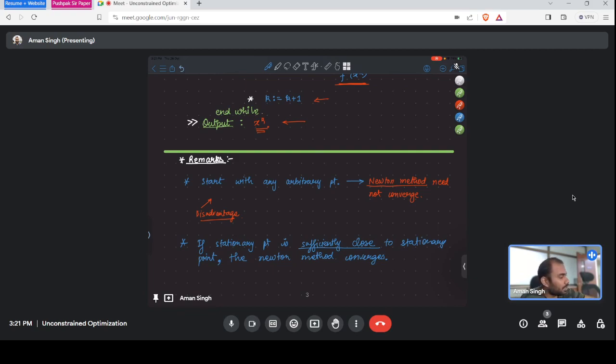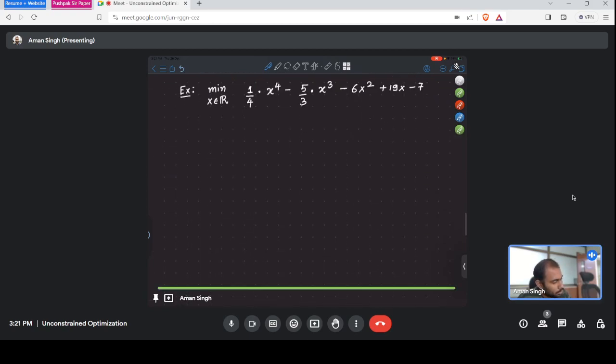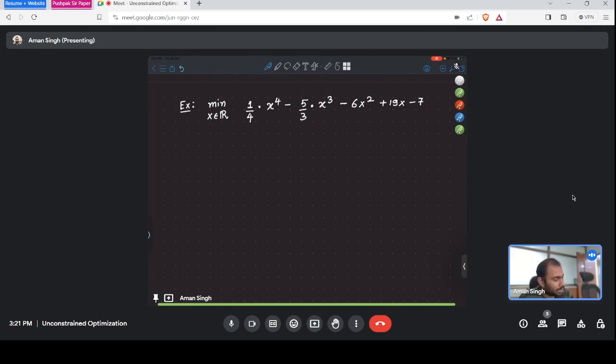So now let us look at some examples of how to use Newton's method to solve problems. The first example is this. Let's say this is the function. We have to minimize this polynomial function, which is 1 by 4 x to the 4 minus 5 by 3 x cube minus 6x square plus 19x minus 7. So let's assume f(x) equals x to the power 4 by 4 minus 5x cube by 3 minus 6x square plus 19x minus 7.